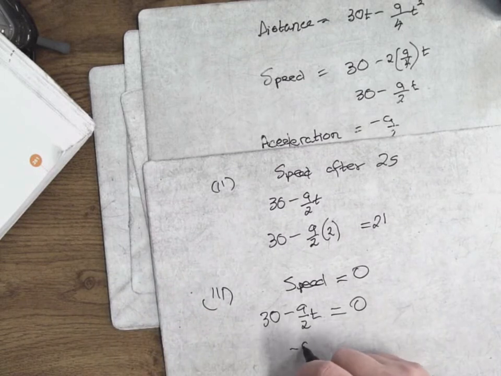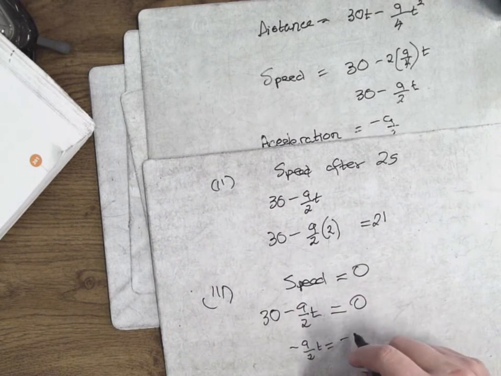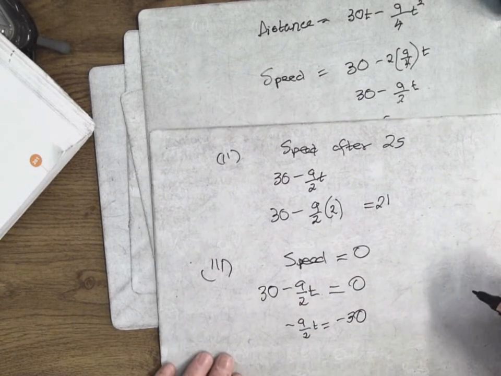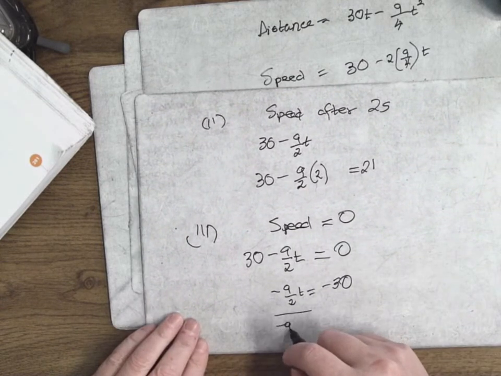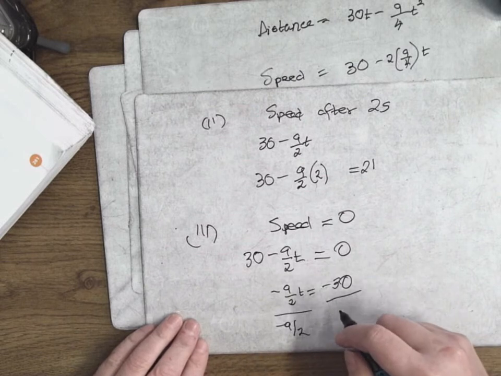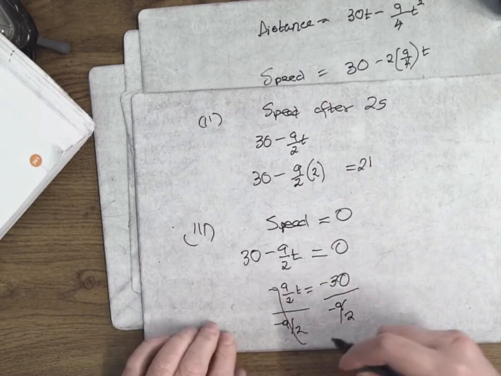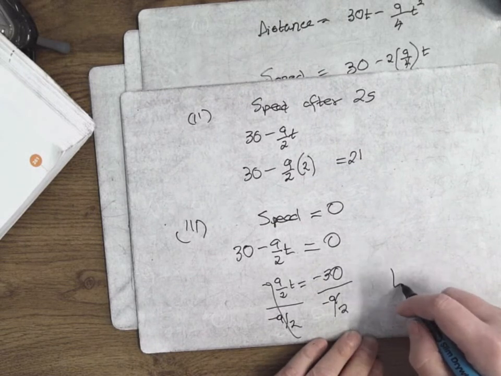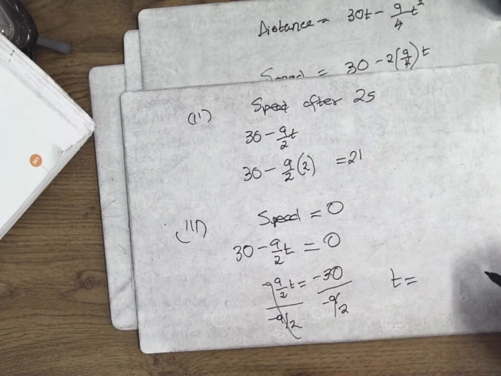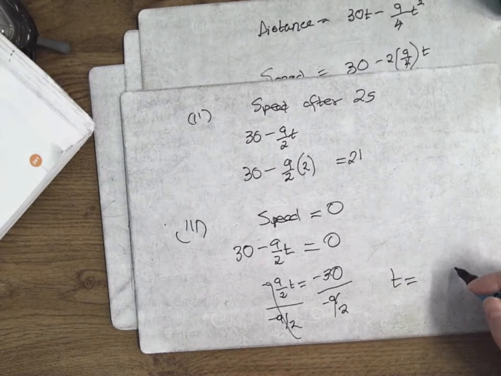So leave the minus 9 over 2 t. Bring over the 30, becomes minus 30. There's a minus 9 over 2 stuck to the t. So you just divide each side by minus 9 over 2. Don't be put off by the fraction because you have a calculator, it's just the same. So you're doing minus 30 divided by minus 9 over 2. Into the calculator with that, multiply by 2 over 9. 60 over 9? No, I've got that wrong, have I? What do you get?